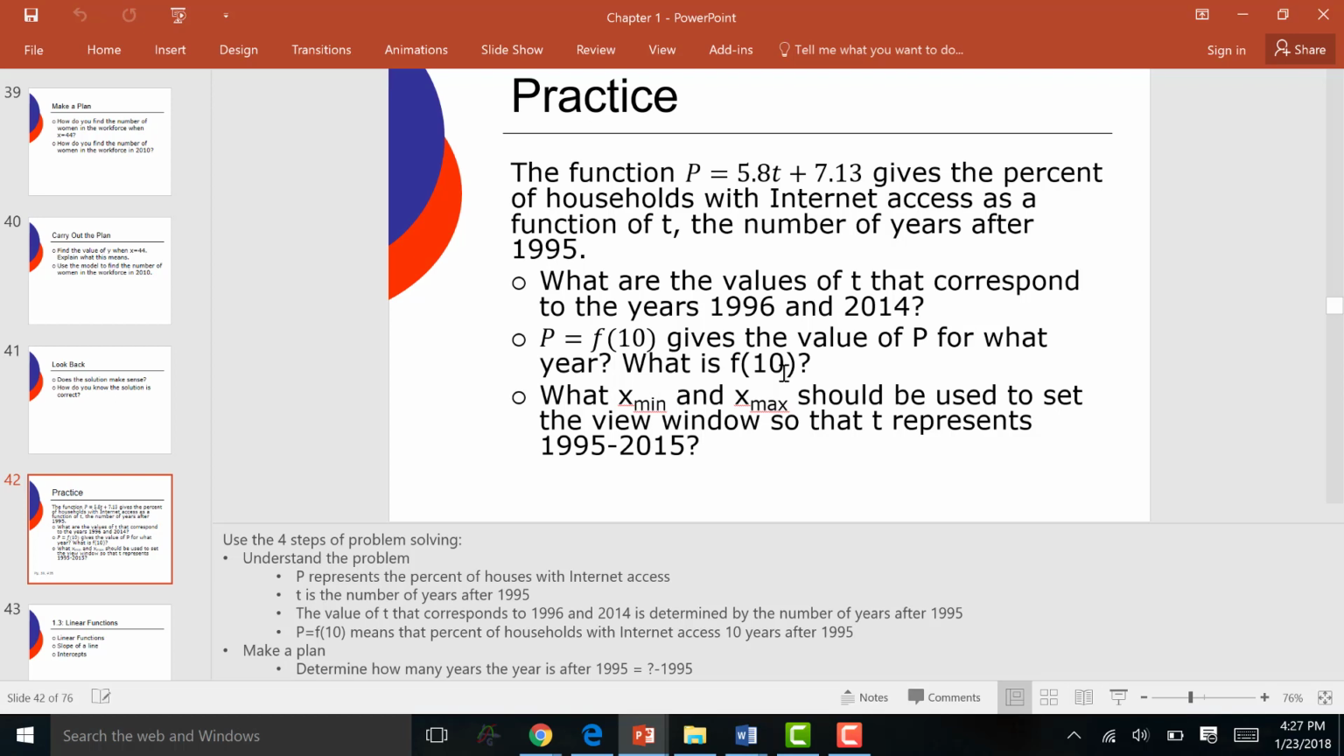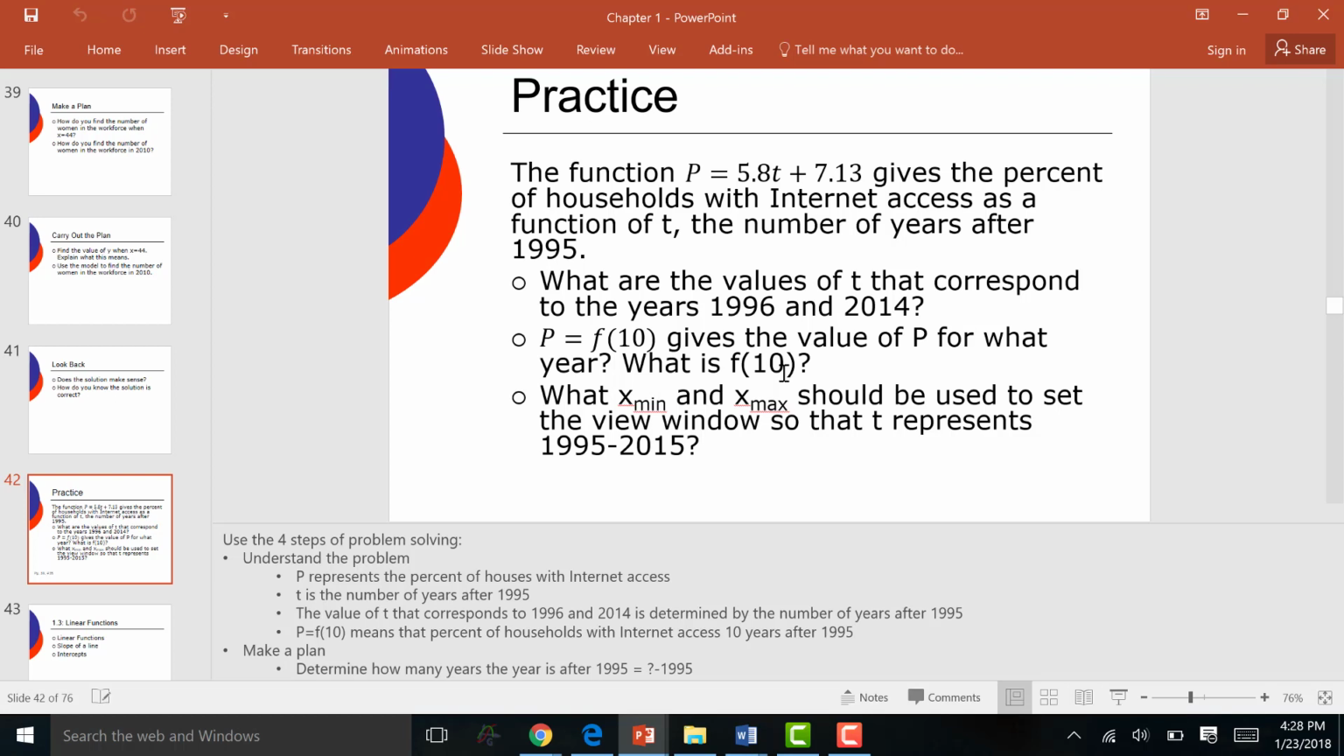So the question is, as you read a word problem, can you tell me if they're asking you for input value or output value? And you got to be able to figure that out based upon the question. If it says for what year, you're looking for input values. If it says percent, you're looking for output value, which is based upon the topic of the conversation.